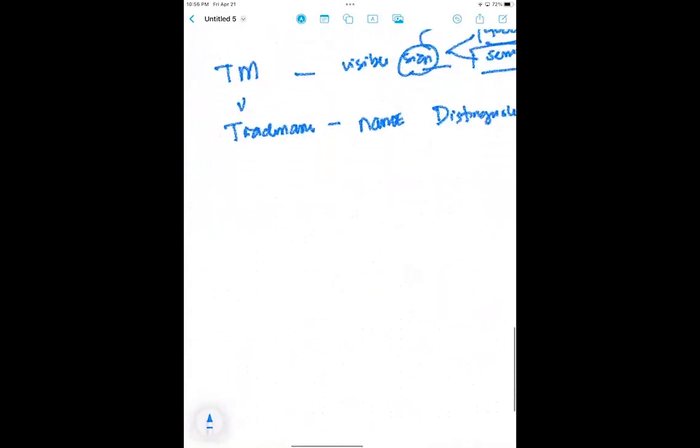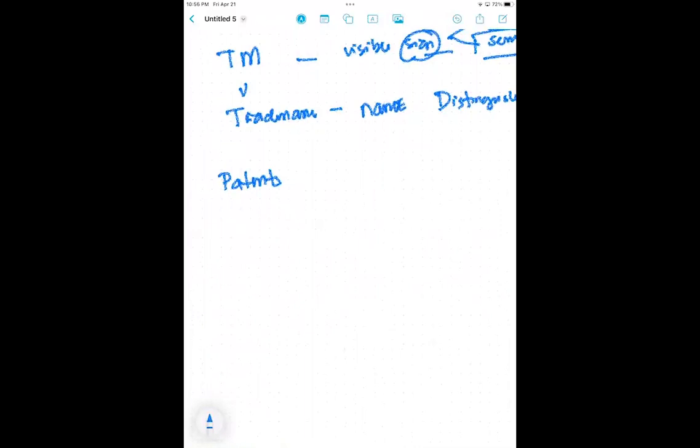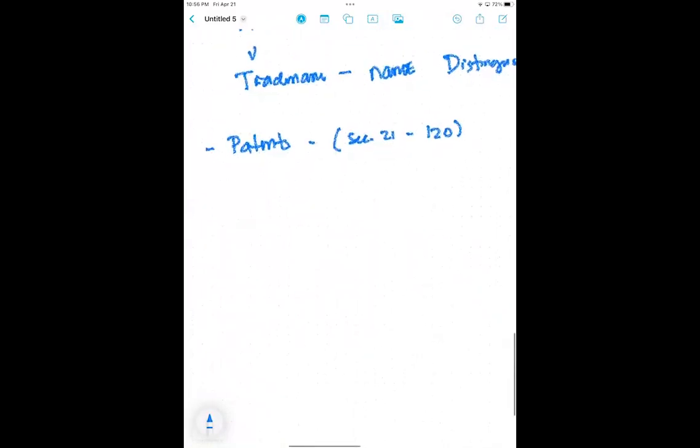All right, now with that, we go now to patents. Okay, now in the intellectual property law, the sequence would be patents, trademarks, and copyright. So this is also the sequence of our discussion. Patent is actually from section 21 to section 120 of the Intellectual Property Code. Based on the syllabus, it starts with patentable inventions.